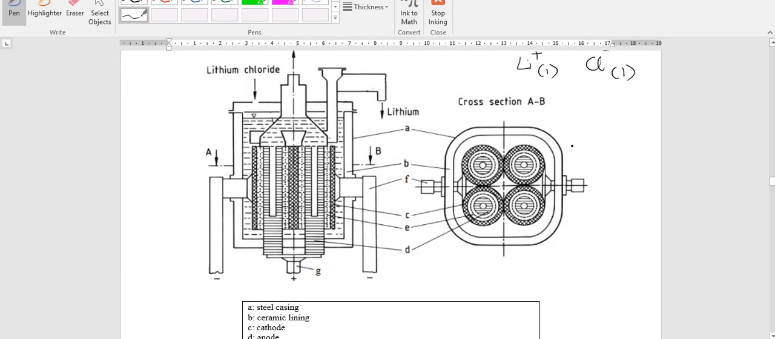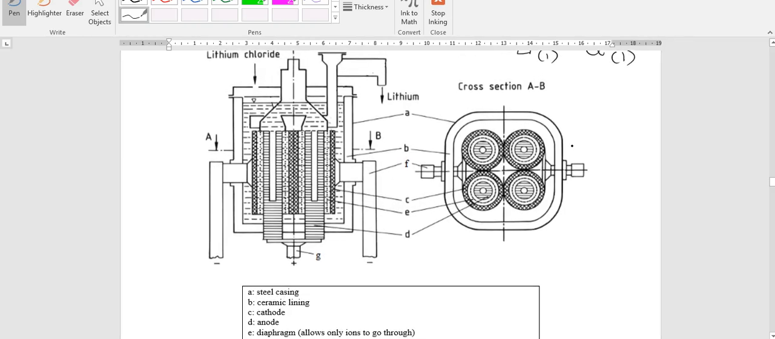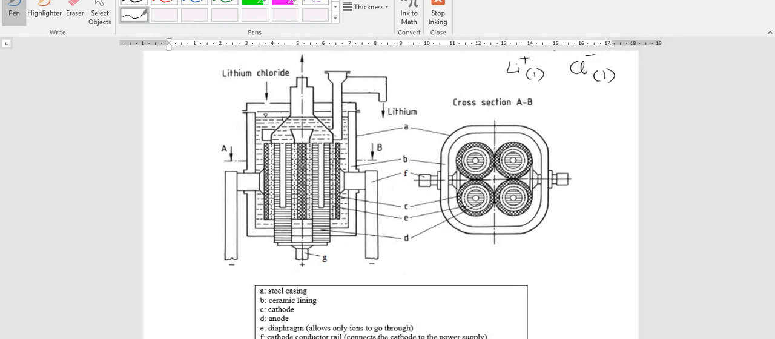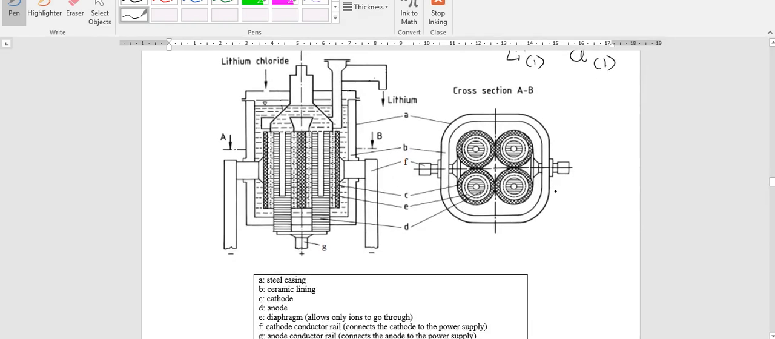Anyway, the diagram is designed to confuse you and scare you. So try to remember that, and try to take a deep breath and just try to read it as carefully as you can. To be honest, every electrolytic process looks slightly different, but you still can identify the common features.